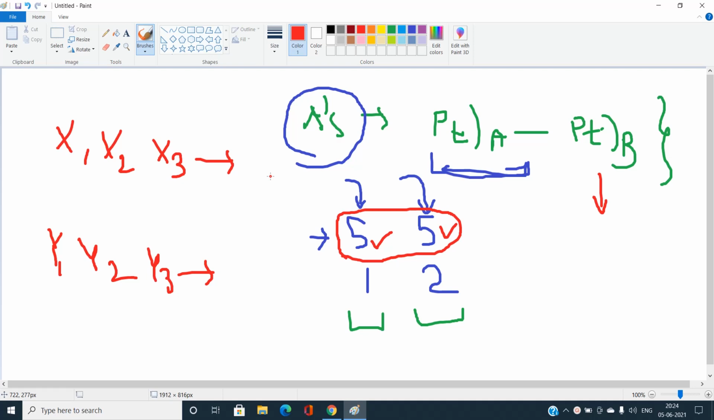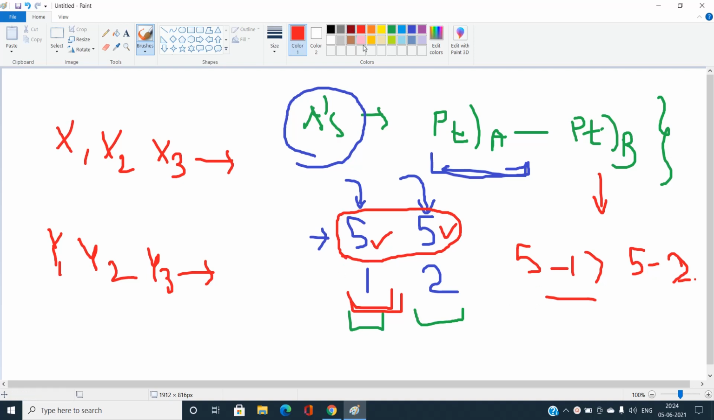And if the 5 and 5 are both the same, which sport is A going to choose? You can easily see A will try to choose this sport. Why this sport? 5 minus 1 is always going to be greater than 5 minus 2. So if A chooses this sport, then what will happen?